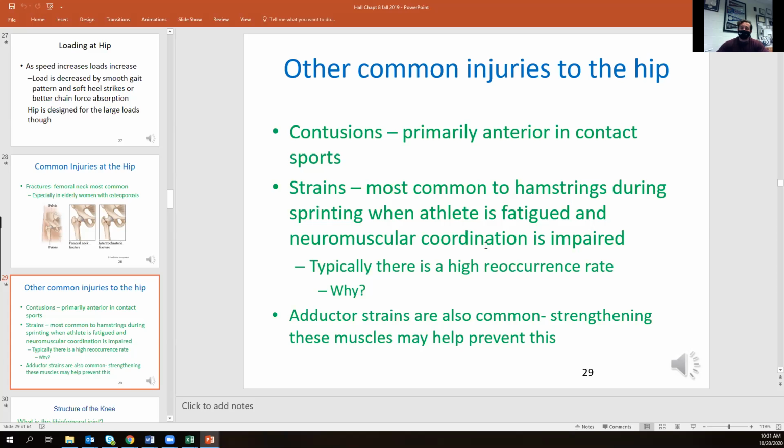Now, you can also have the same type of issues with the adductors. Remember, they're going to help with keeping the leg underneath us, and they are going to be used a little bit in hip extension. So they can easily be subjected to more force than they're typically able to tolerate.